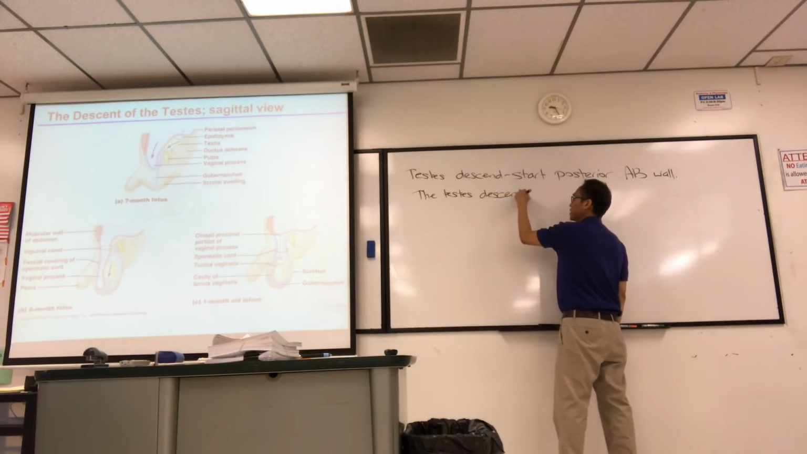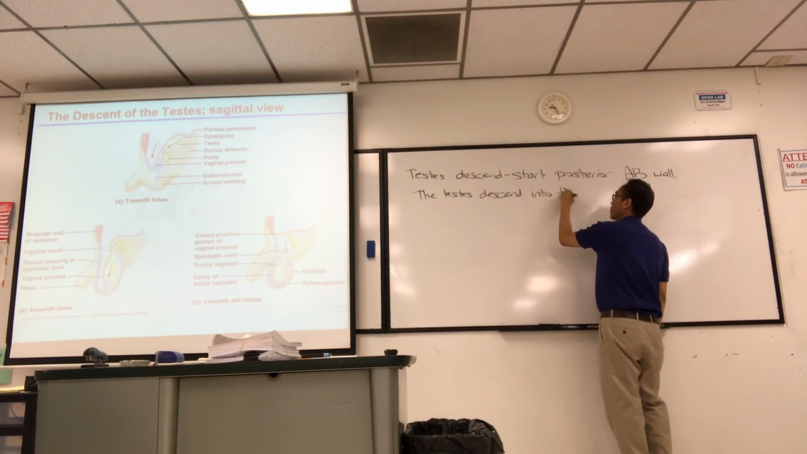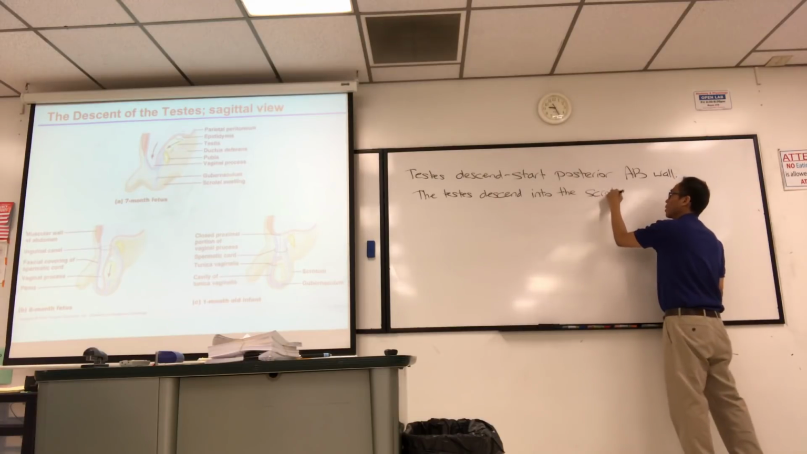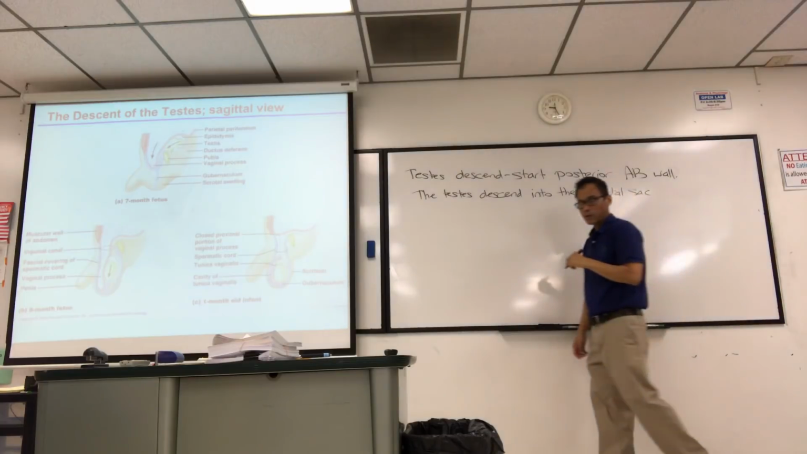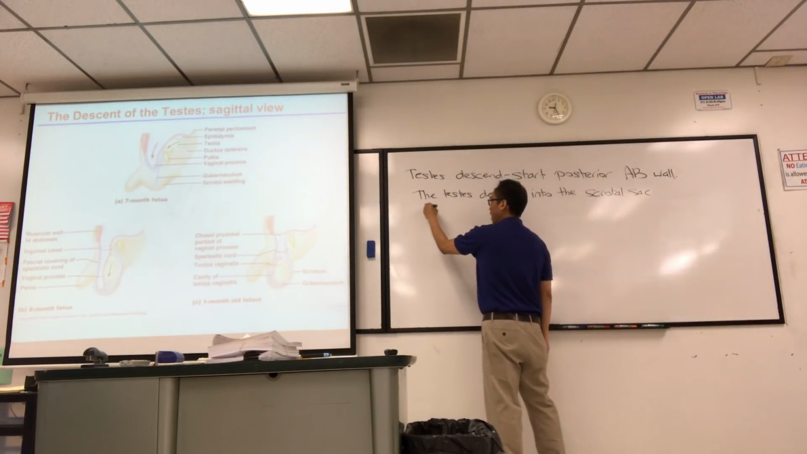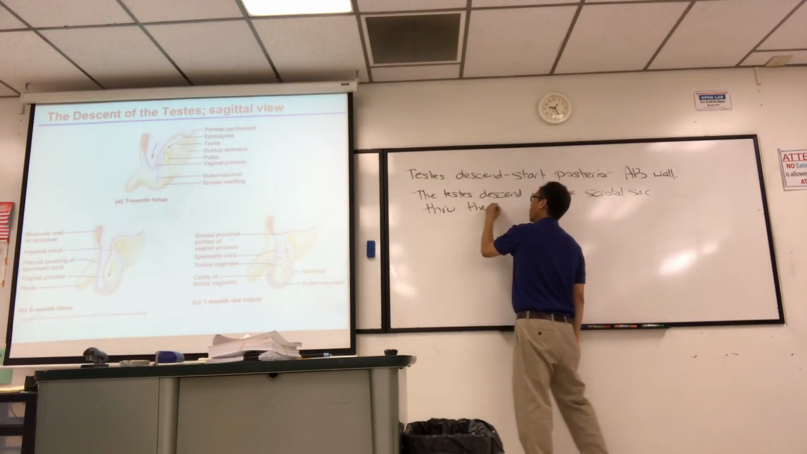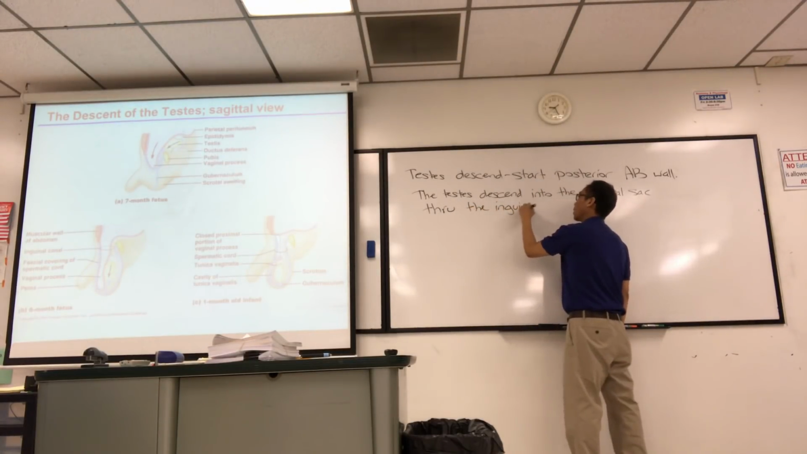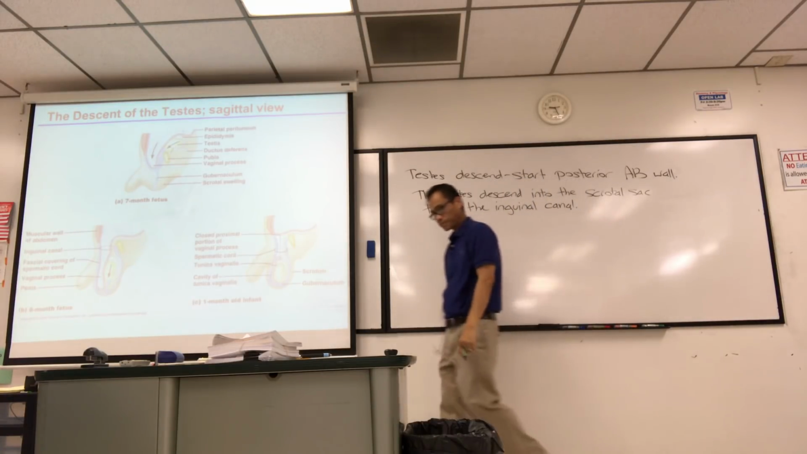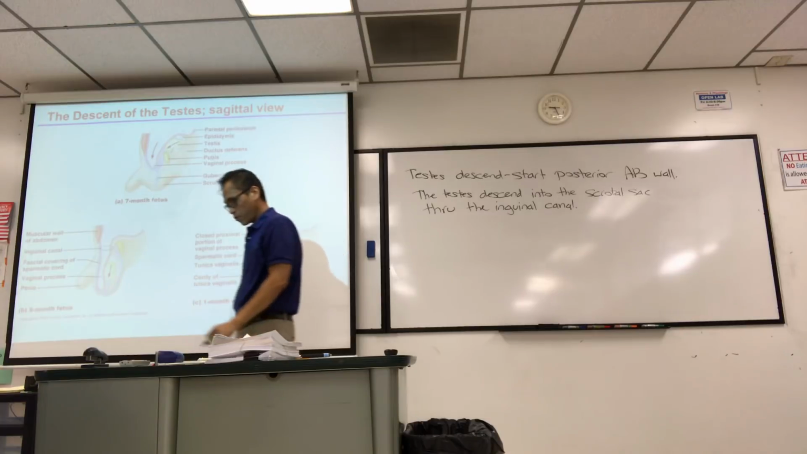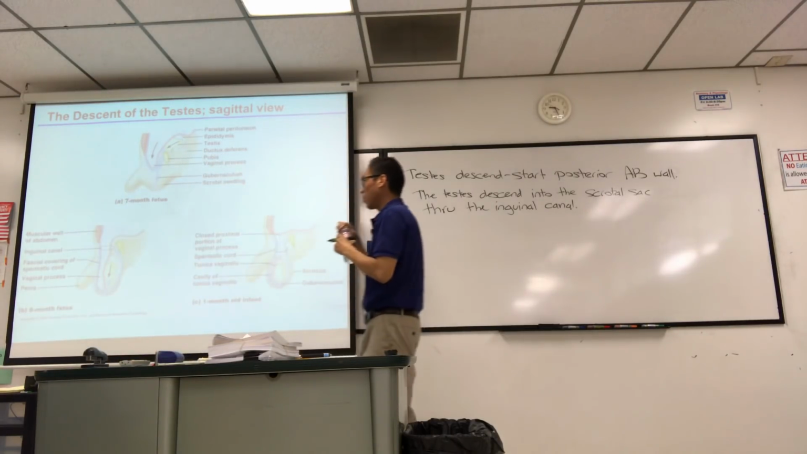So I'm writing: the testes descend into the scrotal sac through the inguinal canal. That's how they get out of the body cavity. That's what the figure is showing you. You can't really see the inguinal canal, but we'll study it.